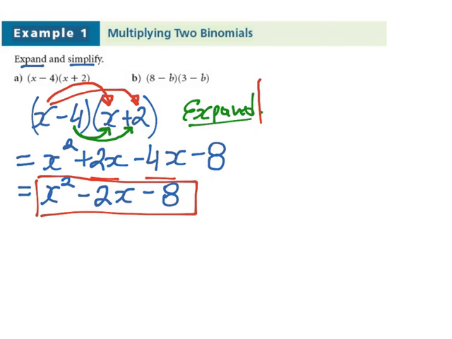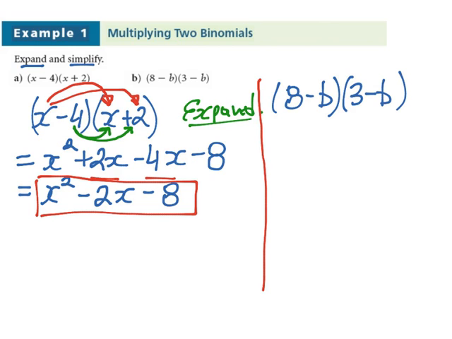Now what we're going to do is expand part b. So we have 8 minus b times 3 minus b, and we're going to follow the same procedure of expansion. So first we're going to multiply 8 with a 3. Notice I'm writing an equal sign on the left-hand side. I want you to also do that. So 8 times 3 is 24. And draw the arrows. It makes it easier for you.